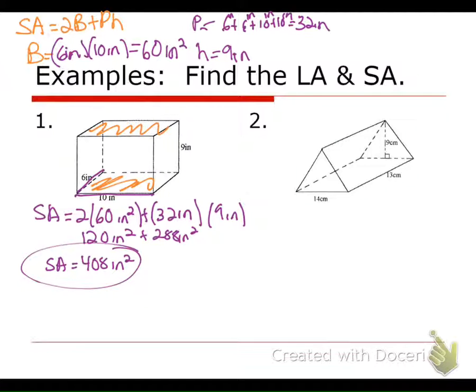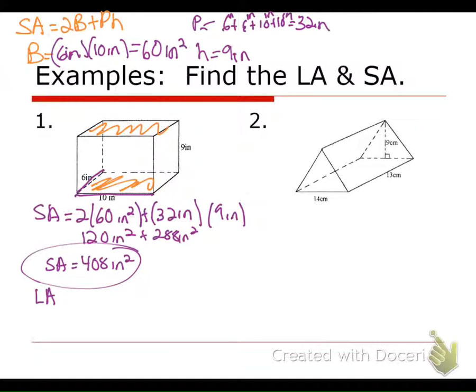So now we want to find the lateral surface area, or lateral area. So our lateral area is not the bases, it's only the walls. So no ceiling, no floor, only the outside. So when we do this, we have to find the area of this face and this face, which would be these 2 walls. So for this side here, we have a height of 9 and a width of how much? 6.